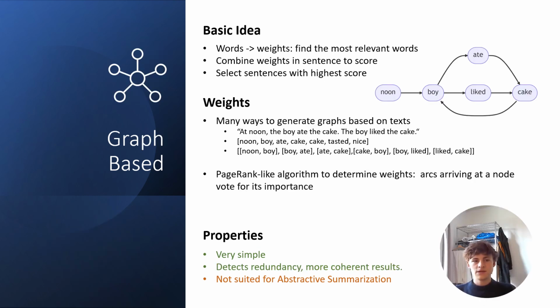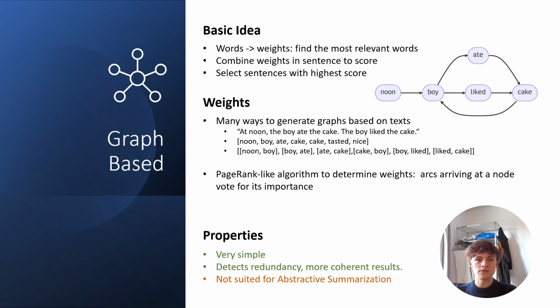The basic idea of graph-based methods is the same, but the weights are calculated in a different way. First, a graph is generated from the document, where the nodes are words and the arcs are some link between the words. A very simple example is shown here, where first the stop words are removed, and then pairwise connections are made between the remaining words. Then a PageRank-like algorithm is used to determine the weights.